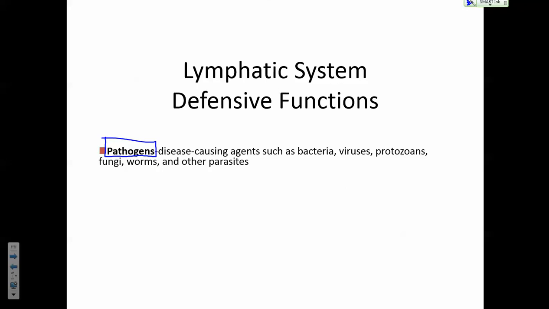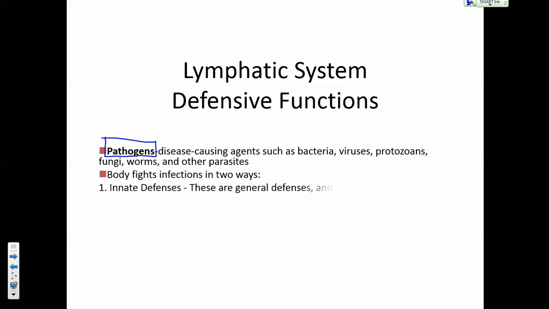Okay? Antigens can be found on the surface of the cells of pathogens. Okay, but a pathogen could be a bacterial cell, a viral particle, protozoans, fungus, like athlete's foot is a fungus. Okay? Ringworm is a fungus. It causes a disease. It's a pathogen.